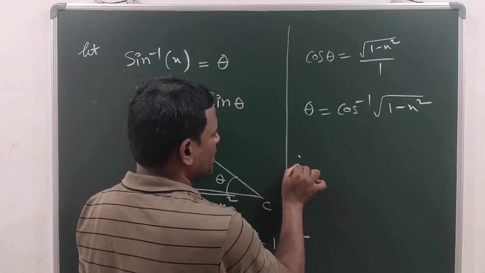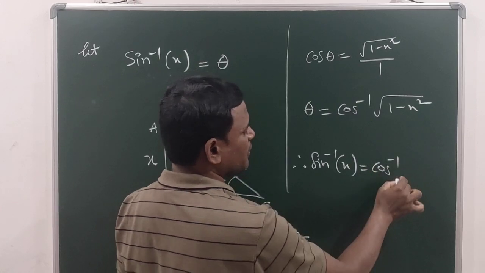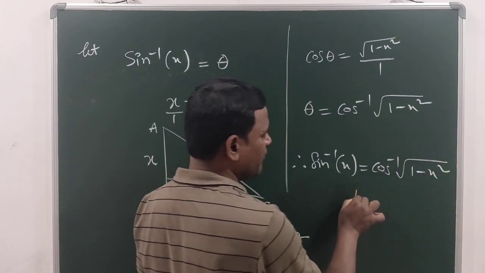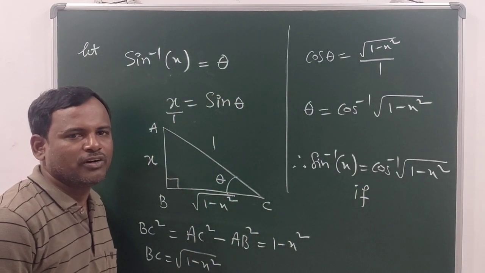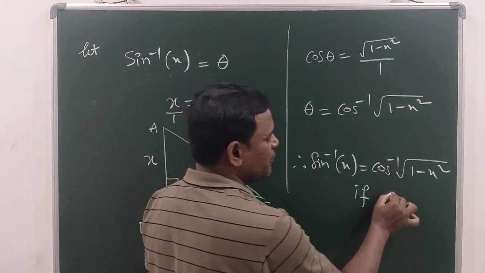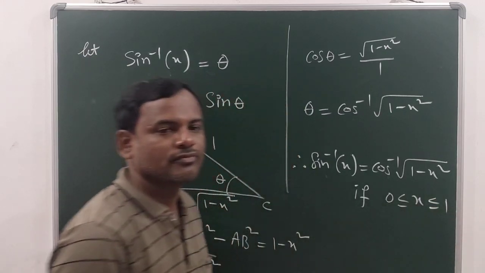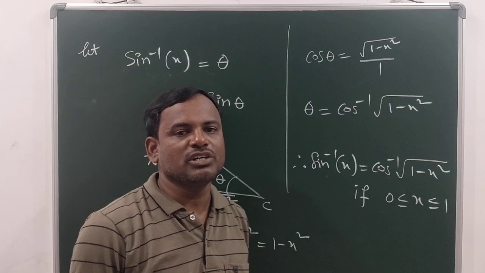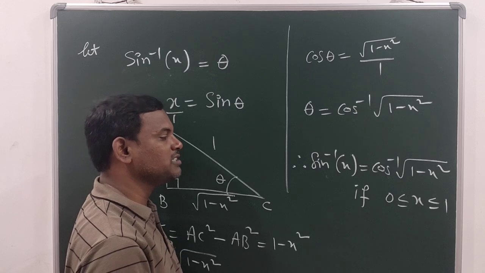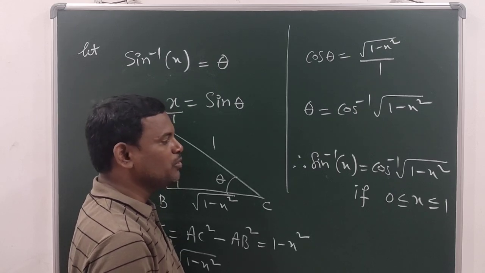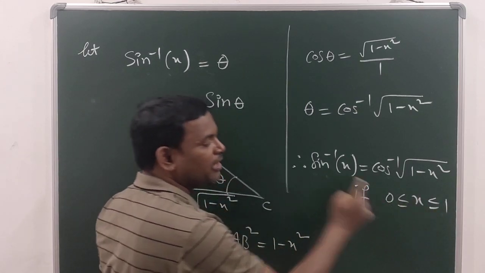Okay, so write like this: sin inverse of x is equal to cos inverse of square root of 1 minus x square. The domain of sin inverse of x is minus 1 to 1, but this is equivalent to this if x is including 0 to 1. Okay, so x is lying in the closed interval 0 to 1, then sin inverse of x can be written as cos inverse of root of 1 minus x square. The domain of sin inverse of x is minus 1 to 1, but here I wrote 0 to 1.